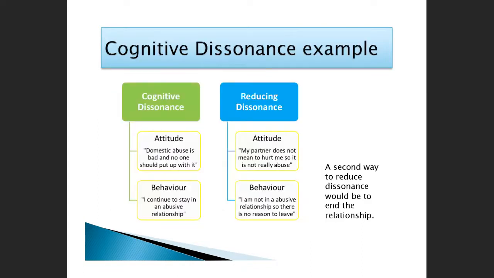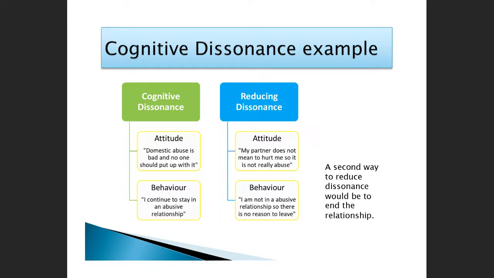Okay, here's another example of cognitive dissonance. An attitude might be domestic abuse is bad and no one should put up with it, but the behavior might be I continue to stay in an abusive relationship. Now, as a therapist, I've seen this many times, especially with women. They're in love with the men who are verbally or physically abusive to them. Now, granted, sometimes people have families or they don't have a job or there are reasons to make them stay. But helping them figure this out is one of the great challenges.